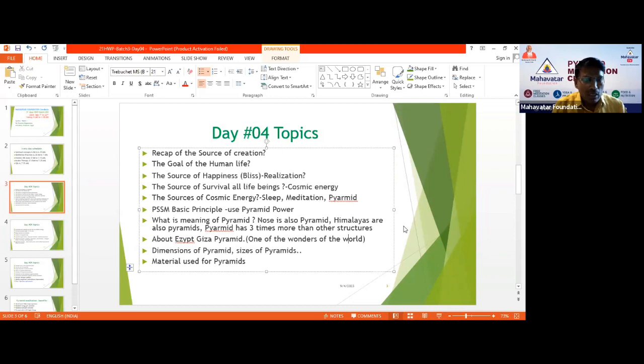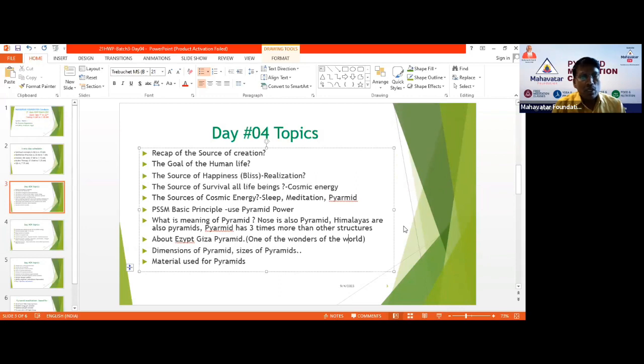So what is the side slope of the pyramid? That means the sides of each triangle; there are four triangles to be clubbed. Each side of the triangle is calculated as your base into 0.95, and the height of the pyramid, from the vertex to the center of the base, is equal to 0.65 into base. Likewise, you have to calculate the materials.